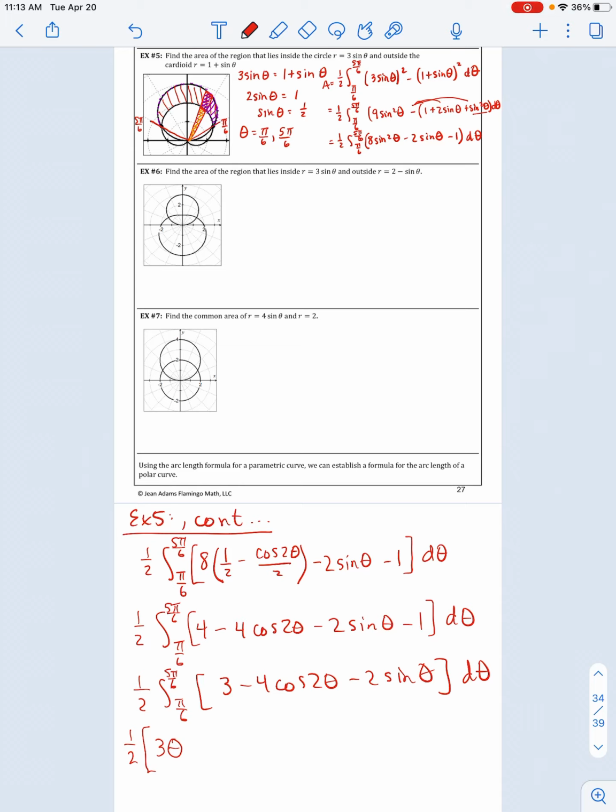So we've got 3 theta. Now remember, the derivative of 2 theta is 2, so we'll be taking that negative 4 and dividing it by 2. So that's going to give us negative 2, and then this will be sine 2 theta. And then I get a negative sign for my derivative when it is a positive cosine.